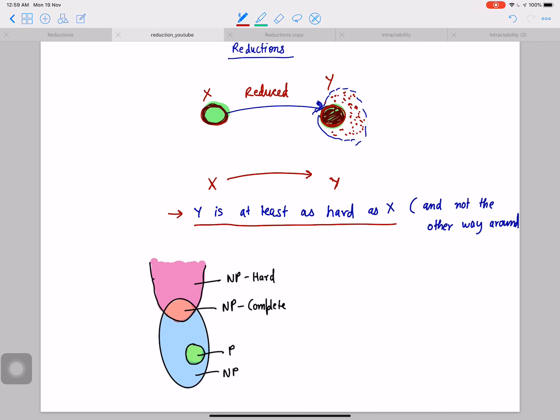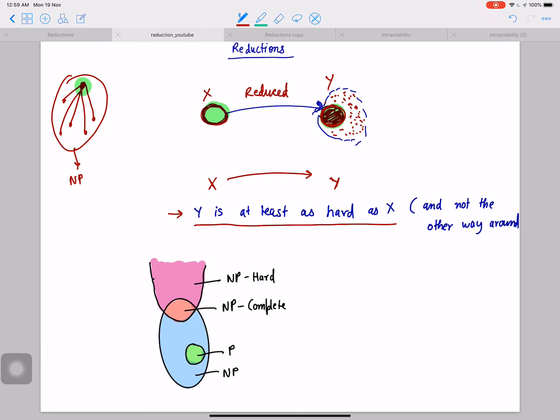Why we care about reduction is because, let's say you pick up all the NP problems, and assume this is the set of all NP problems, and let's assume that all these NP problems reduce to one particular problem.